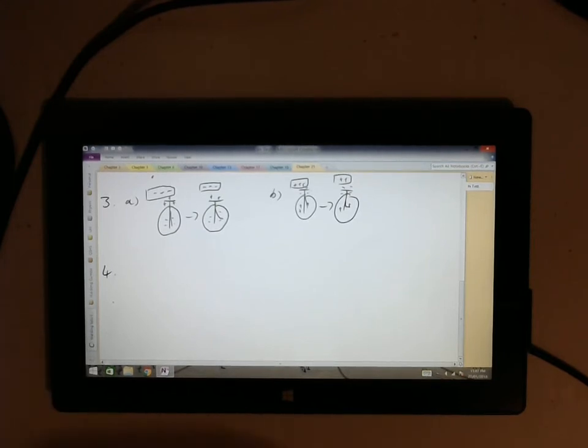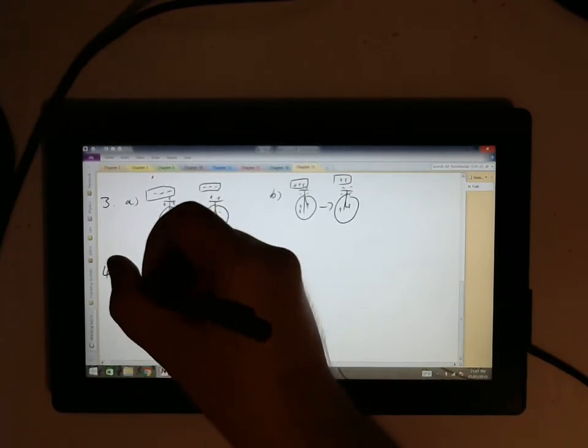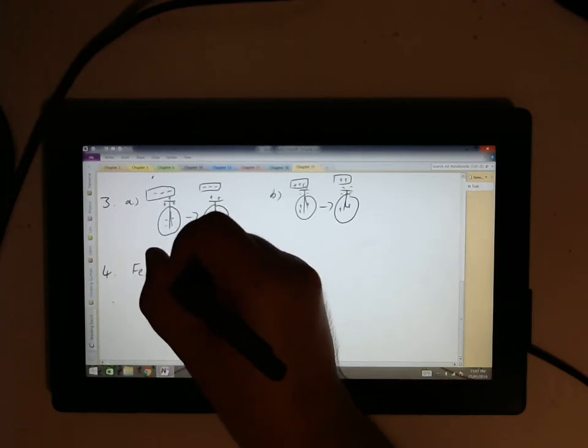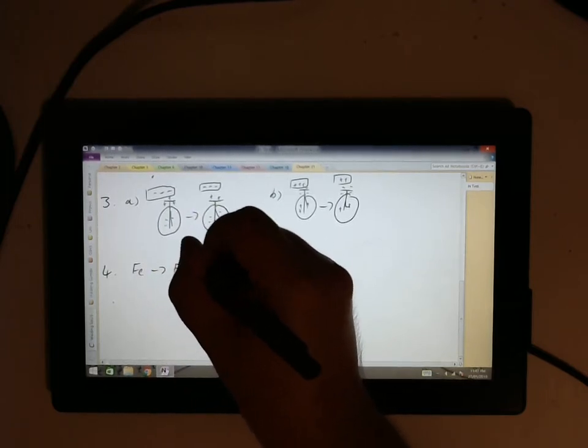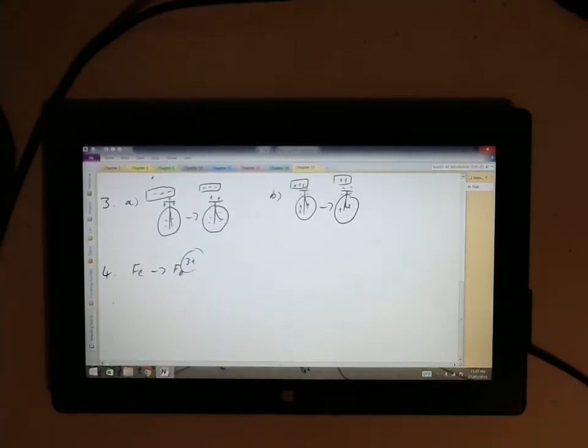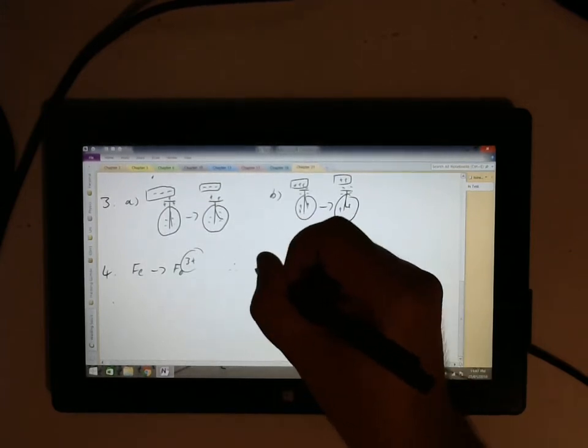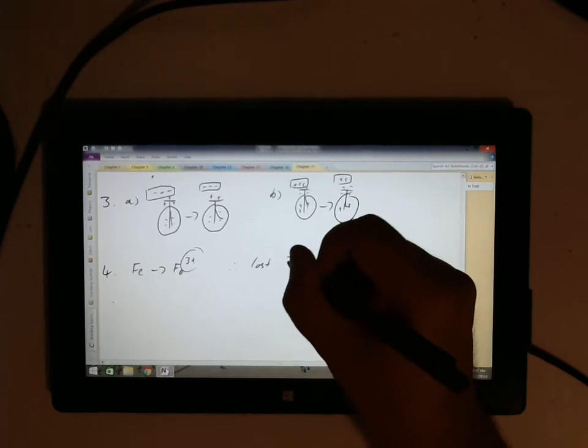Let's have a look at 4. In a particular chemical reaction, an iron atom, Fe, becomes a ferric ion, Fe3+. So let's write that down. Fe becomes Fe3+. This is interesting, 3+. That means that it had to lose 3 electrons. So let's write that, therefore, lost 3 electrons.